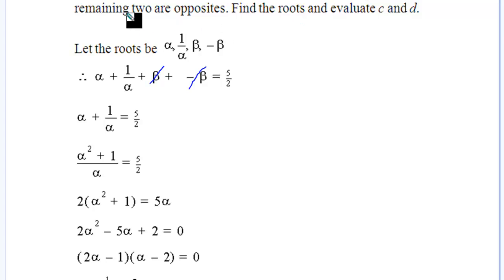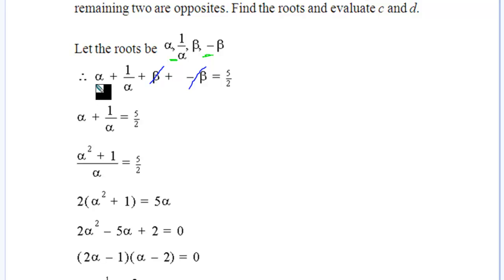We've got 2 roots that are reciprocals, while the 2 remaining are opposites. Find the roots to find C and D. So if that's the case, our 2 reciprocals are alpha and 1 on alpha, and the remaining 2 are opposites, so beta and minus beta. So there's the roots we want to get.